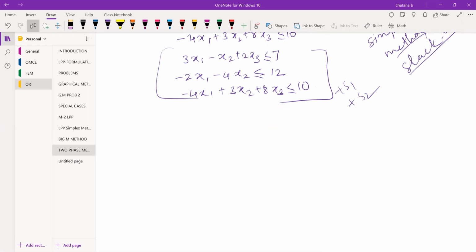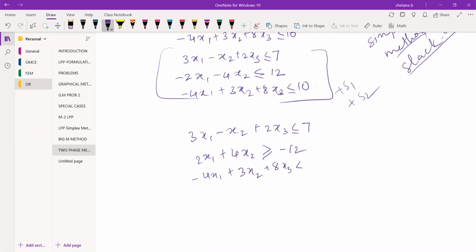Suppose now I take the same set of equations: plus 2x3 is less than or equal to 7, 2x1 plus 4x2 greater than or equal to -12, and 4x1 plus 3x2 plus 8x3 less than or equal to 10. Okay, so in this, if you see, the symbols are less than or equal to, greater than or equal to, or less than or equal to.